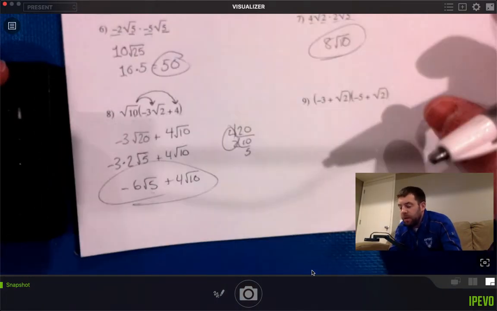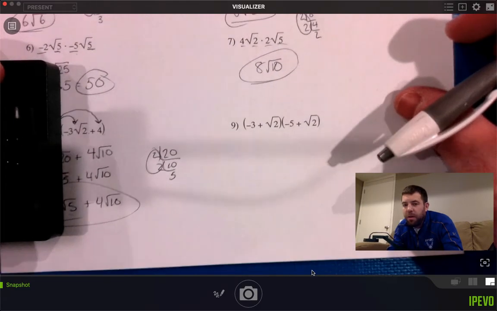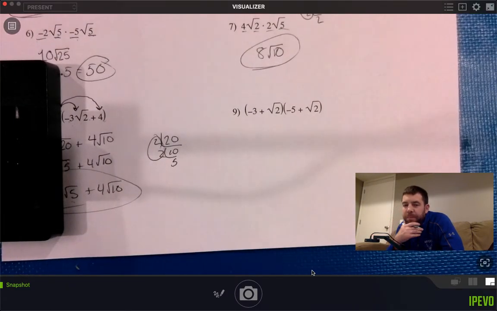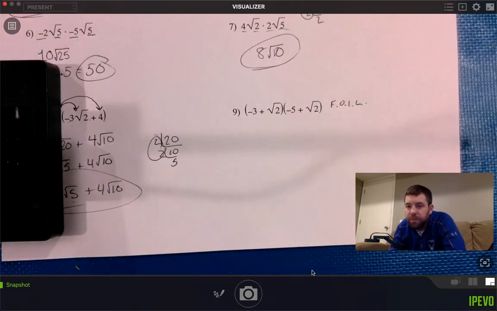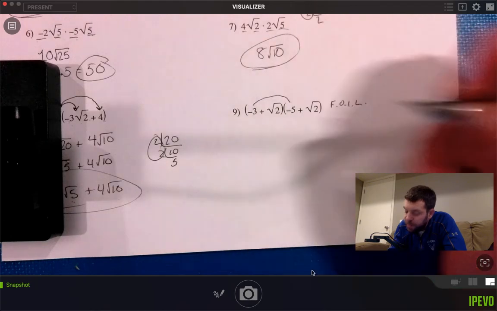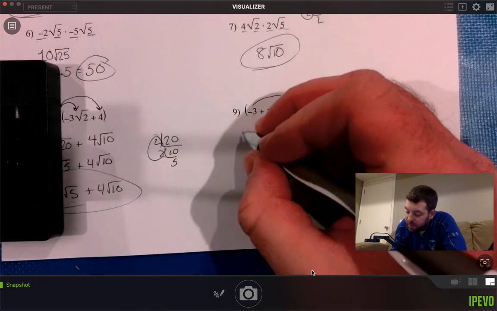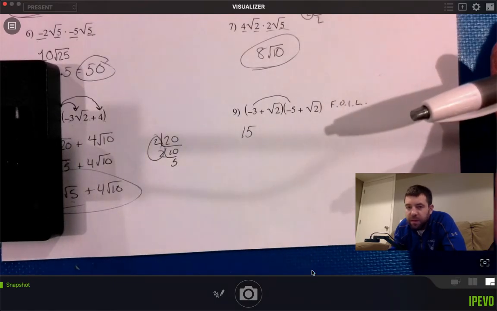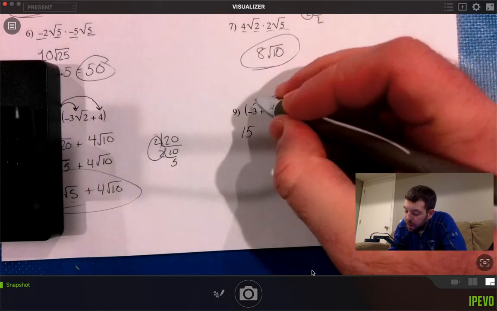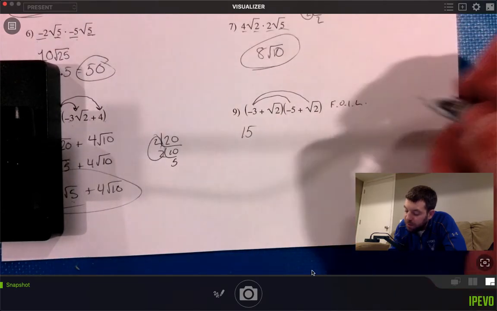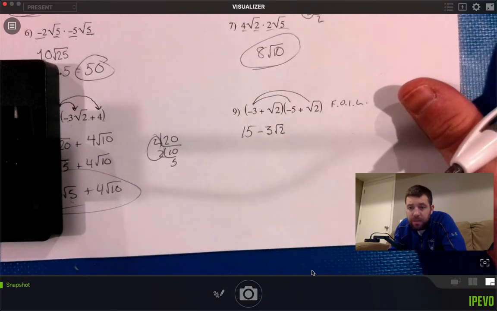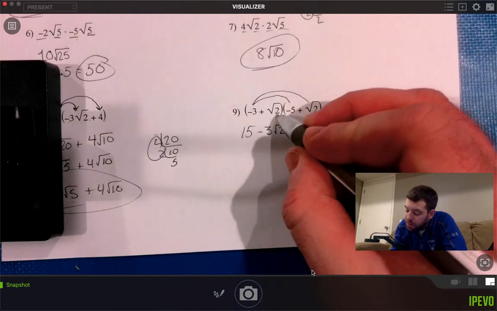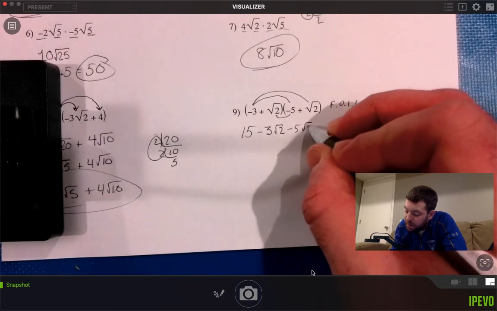Okay. Last one of the notes, we have a binomial times a binomial here. This one's a lot of fun. Guess what we're going to have to use? FOIL. I'm going to do my first. Negative 3 times negative 5. That's going to give me a positive 15. I'm going to take negative 3 times a radical 2, which is going to give me a negative 3 radical 2. Outsides times outsides, insides times insides. I do my insides, and I'm going to get a negative 5 radical 2.